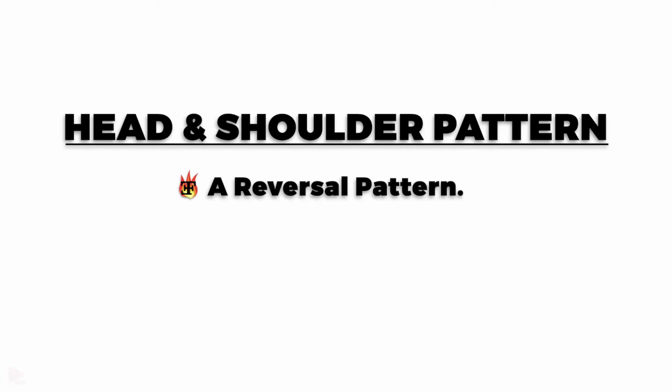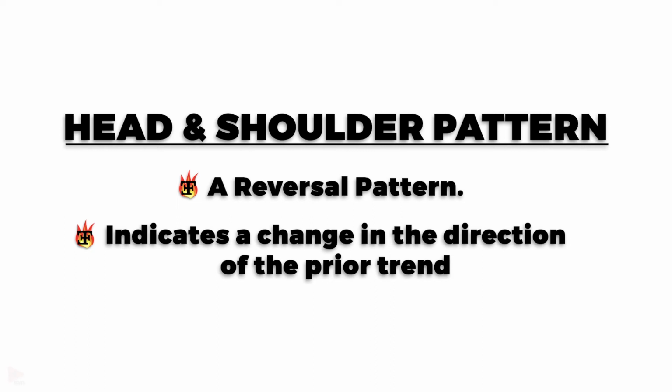Today we're going to be taking a look at the head and shoulders pattern, which is a reversal pattern, meaning that it indicates a change in the direction of the prior trend. So let's just say, for instance, the prior trend was going up and we started to see a potential head and shoulders pattern forming. That would be an indication of potential future downside.